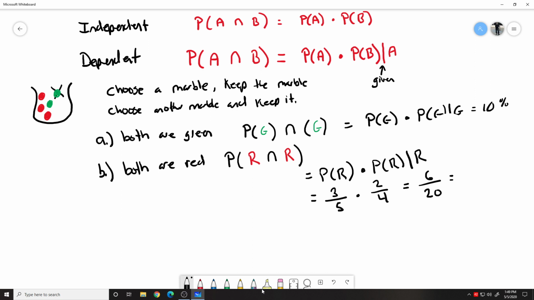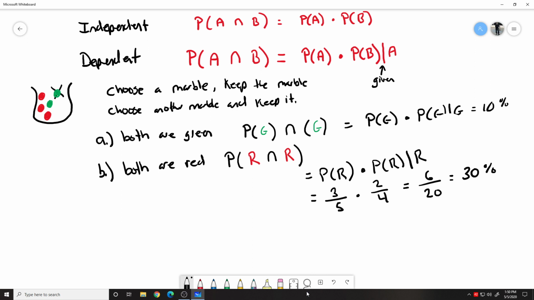So 6/20ths. Okay, and you could reduce that, but I'm not worried about that. Just mash it into your calculator. So just take your calculator, say 6 divided by 20, and get a percentage. That tells me 0.3 in my calculator, which I know means 30%. So you can see you have a much better chance of getting 2 reds than getting 2 greens. And that makes sense because there are more red marbles in the bag.